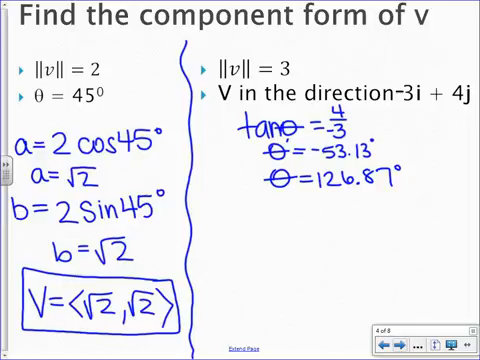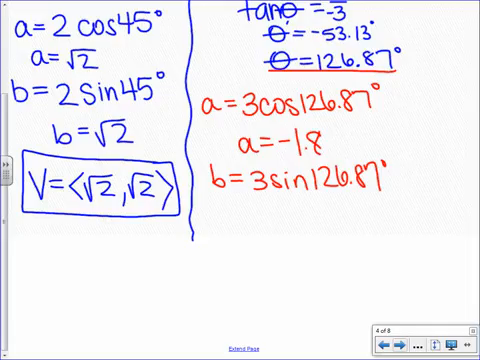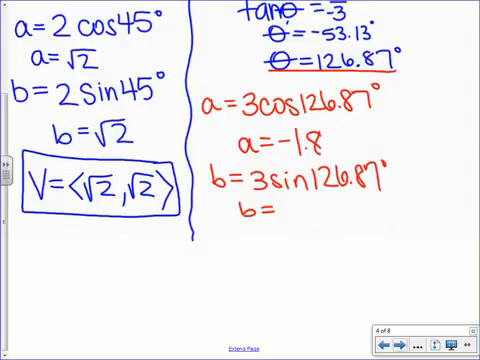So now we have our magnitude and direction. So now we can figure out each component. Our horizontal component is going to be the magnitude times the cosine of our direction. With your calculators, what is that? Negative 1.8. And then B is going to be 3 times the sine of our direction angle. What did you say, Michaela? Oh, yeah. 2.4.